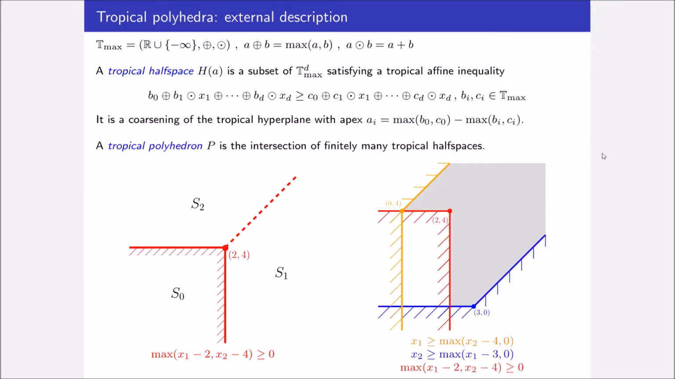And then my slides freeze, there we go. And a tropical polyhedron is just an intersection of finitely many tropical half spaces. So here I have 3 tropical affine inequalities that give 3 tropical half spaces, and their intersection is this tropical polyhedron given in gray, and it's unbounded. So from a linear programming point of view, this is the most natural definition of a tropical polyhedron, just the intersection of tropical half spaces.